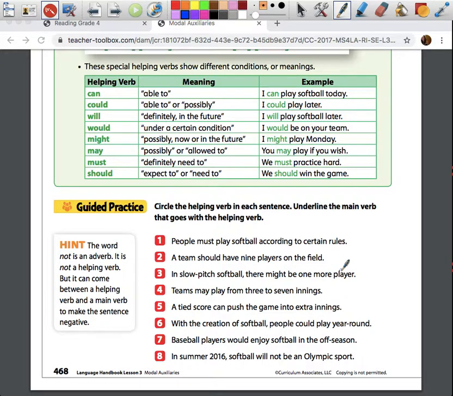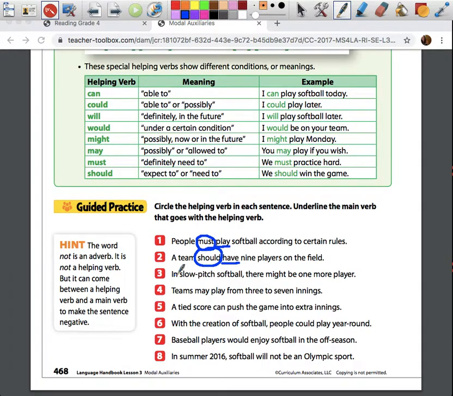Well, remember, a verb is something that you can do. So we can play. And then what is the verb that helps play? And it is must. Remember, we talked about our 3 M's. So must play. Number 2, a team should have 9 players on the field. Okay, well, we know that have would be my verb. And which one of those 8 helping verbs do we see that goes along with it? I see should.